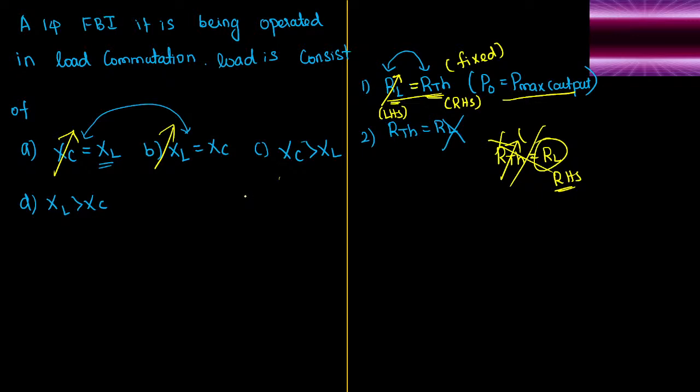Anyone? I don't know how many of you remember these things. Anyway, let me recapture it. Load commutation is possible only at a leading power factor. That's all. That is the answer.